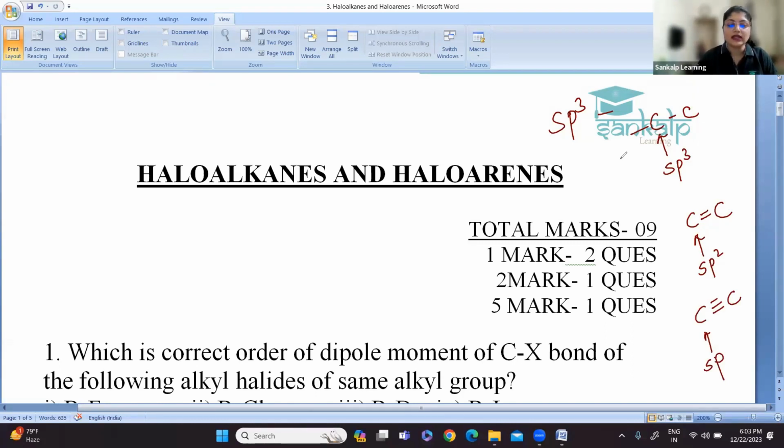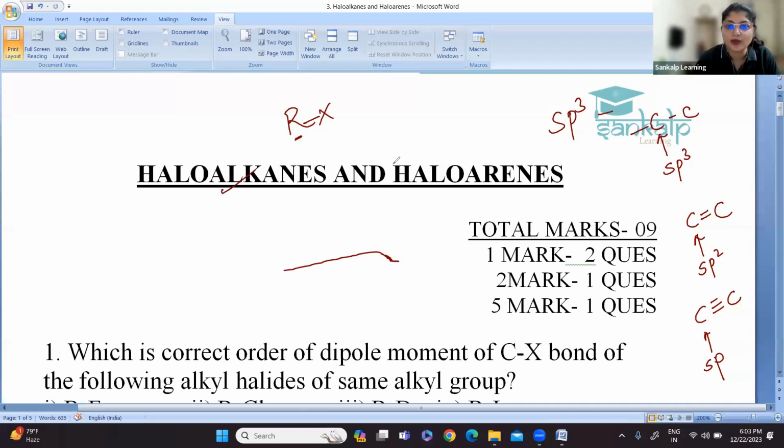So in alkyl halides, what is happening? The halogen atom is attached to a carbon atom. I'll take the carbon atom as an alkyl group, which is represented by R, and it is attached to an sp3 hybridized carbon atom. Fine. So this is about haloalkanes.